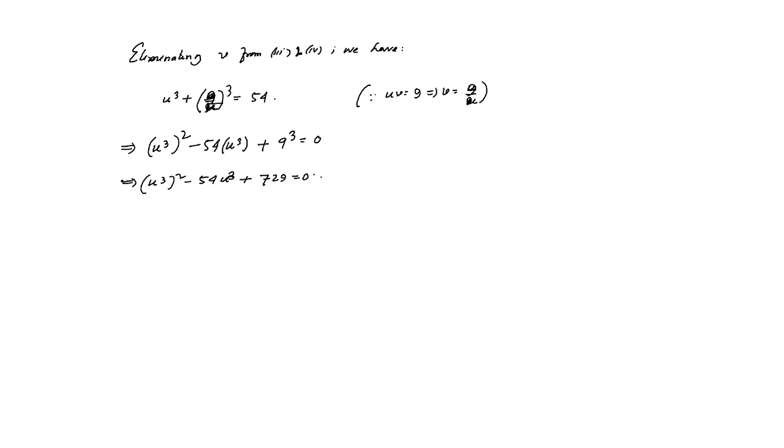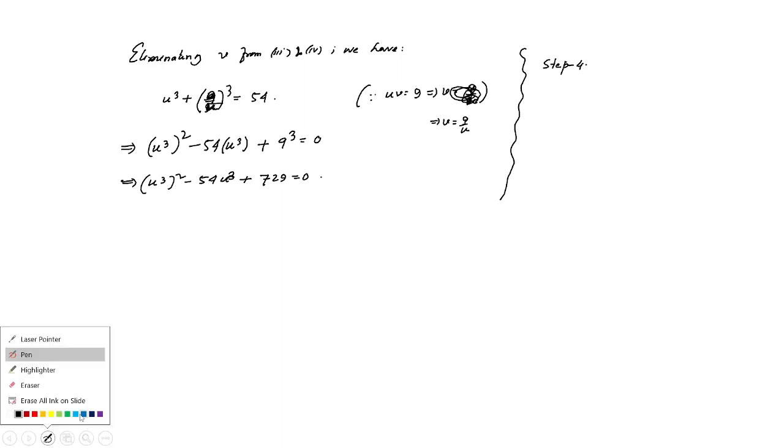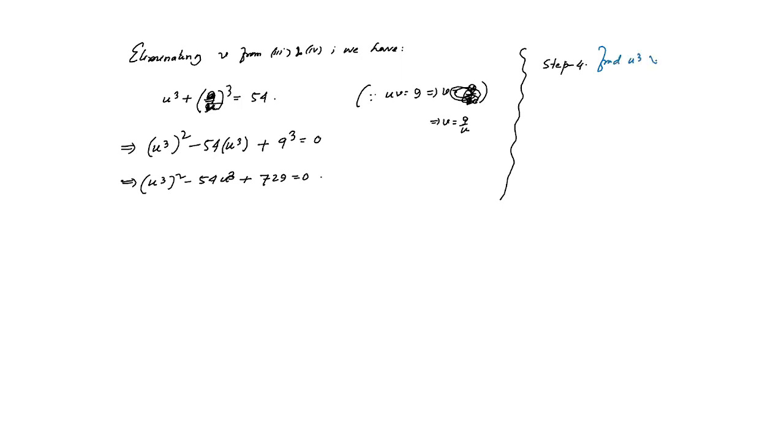Now we will come to step 4. So v equals 9 by u. Step 3 is done. So what will be our step 4? Find u cube and v cube, and solve them.